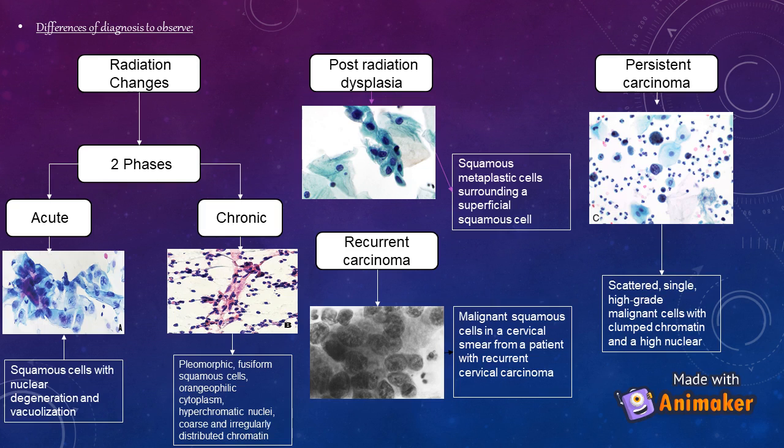Persistent carcinoma. These malignant cells are seen during the course of treatment or shortly after cessation. It may exhibit nuclear and cytoplasmic radiation changes. Recurrent carcinoma. The malignant cells can be detected after a tumor-free interval of 6 months or more.